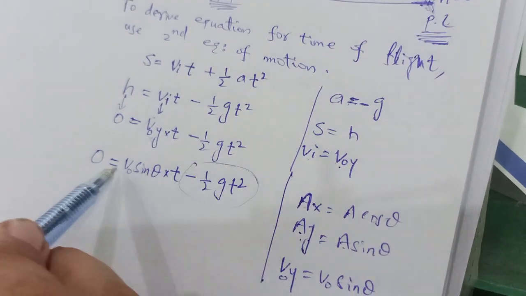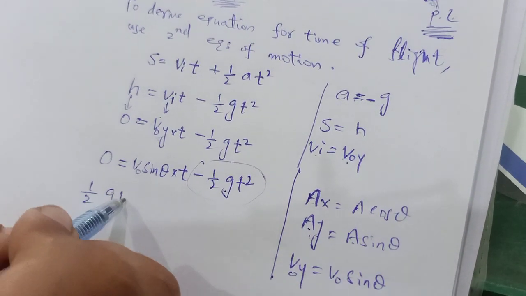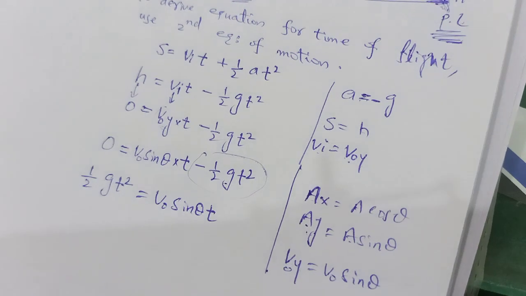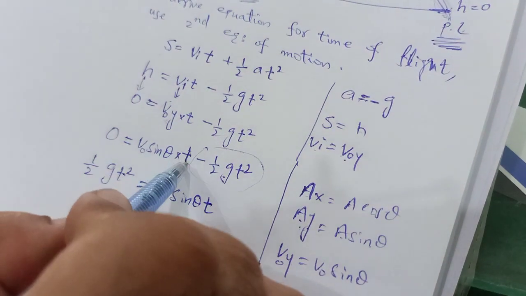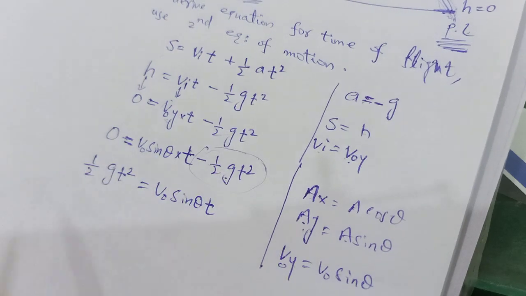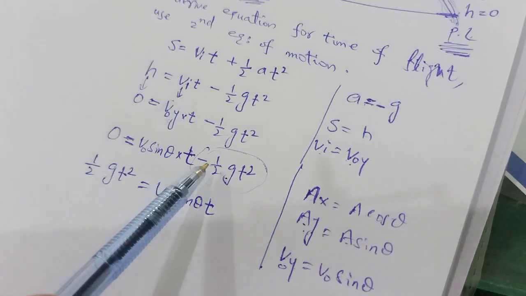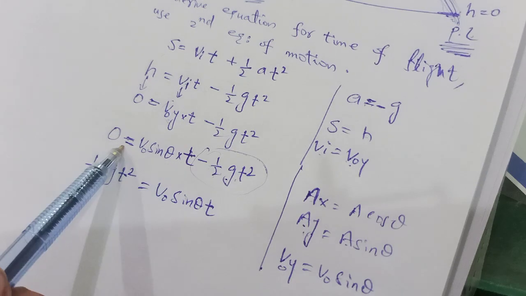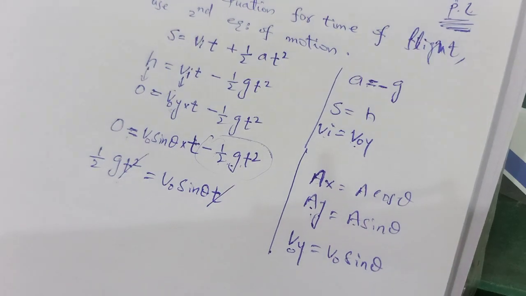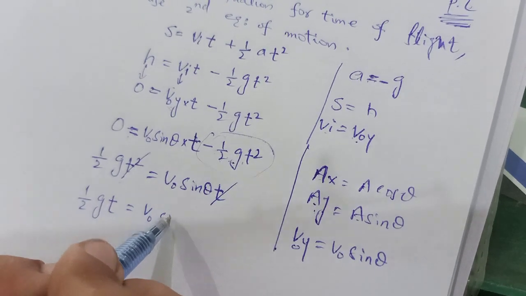Now this value is negative on the right side of the equation. Now shift this value to the left side of the equation. So it will become plus half g t squared and v naught sin theta into t as it is. What we did: we shifted the negative half g t squared from the right side of the equation to the left side of the equation, right? Now the similar terms will cancel out each other, so we are left with half g t squared and v naught sin theta t.